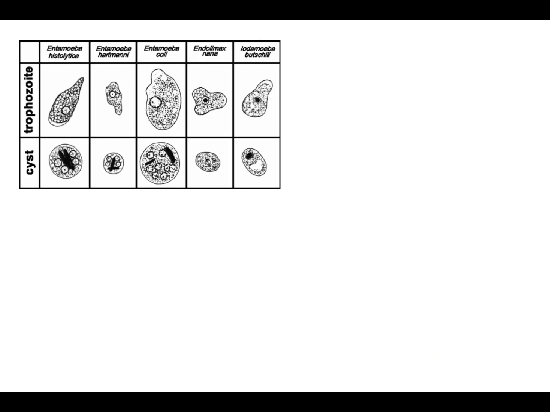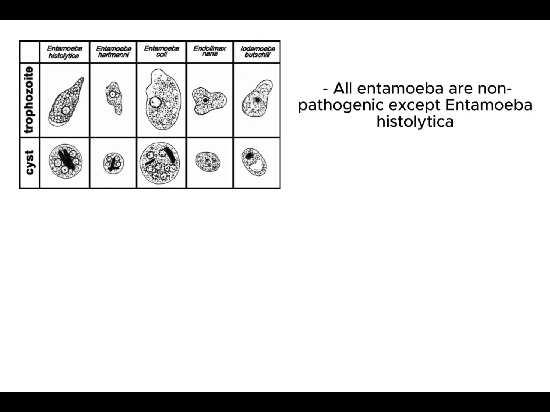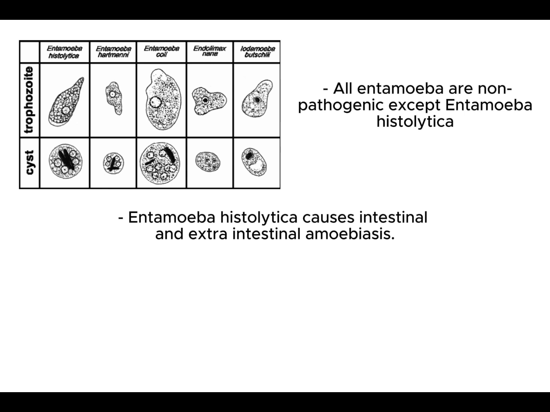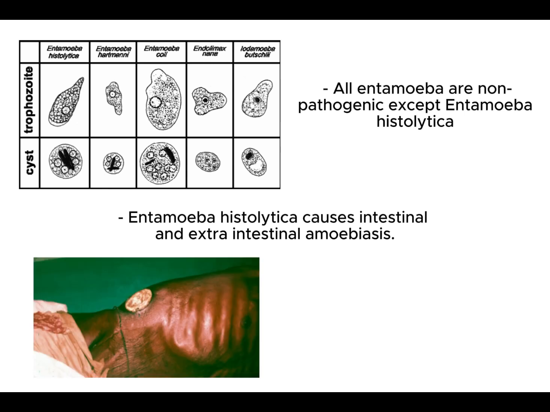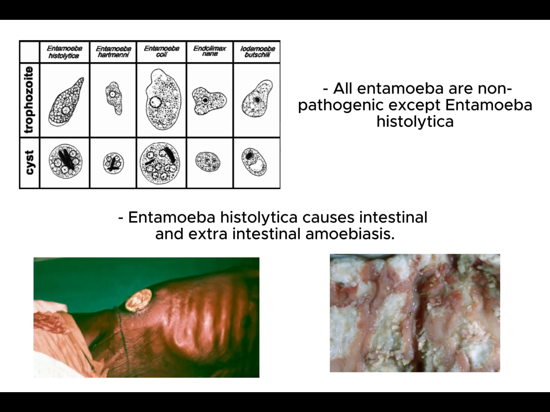We have already discussed that most of the Entamoeba species are non-pathogenic, which means they are incapable of causing any disease or harm. However, Entamoeba histolytica causes intestinal and extraintestinal amoebiasis in humans. So amoebiasis is an intestinal disease caused by Entamoeba histolytica. Now, firstly, let's talk about its diagnosis.